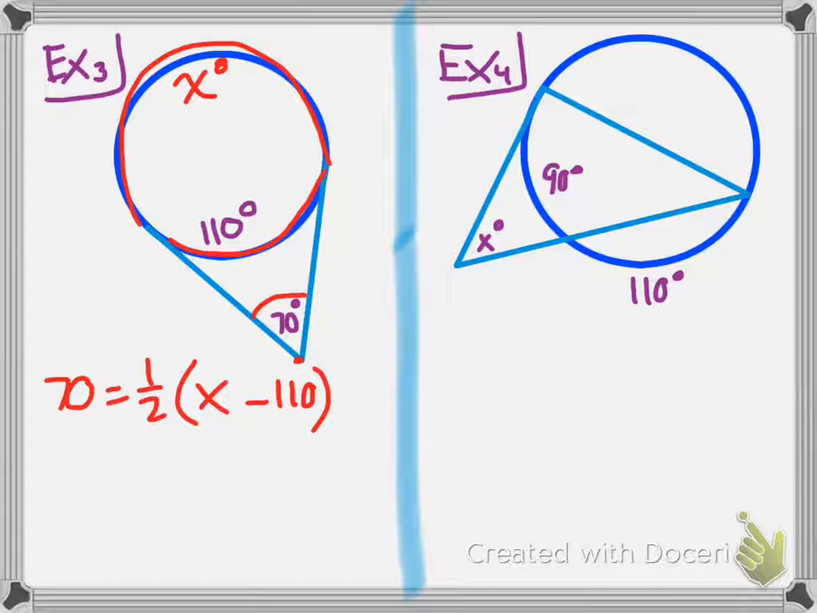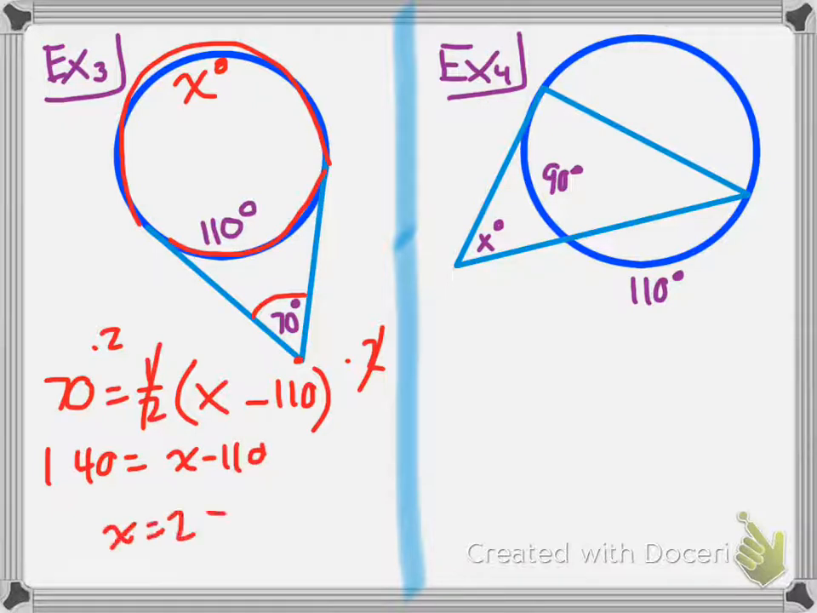Now what do we do? Again, you can distribute the 1/2 if you'd like. I think there's really no point to do that. You might as well just multiply both sides by 2, which would cancel out on the right side. You get 140 equals x minus 110. Add 110 to both sides and you get x equals 250.